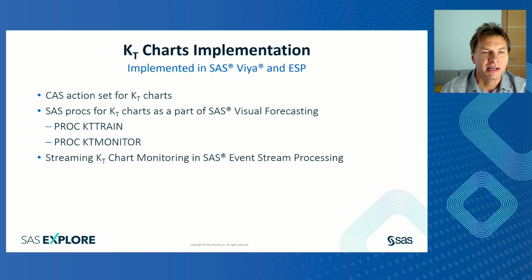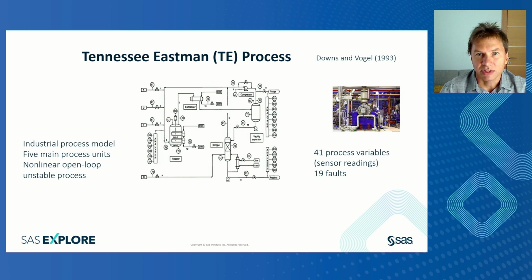In SAS Viya, KT chart monitoring method is implemented first off as a CAS action set. Then, based on that, there are two SAS procedures that are part of SAS Visual Forecasting: PROC KTTRAIN for training based on the stable data, and PROC KTMONITOR for scoring or monitoring based on new incoming data. Moreover, we have implemented streaming KT chart monitoring in SAS Event Stream Processing, which Byron will demonstrate in a couple of minutes. Before we jump to the demo, let me tell you quickly about the data.